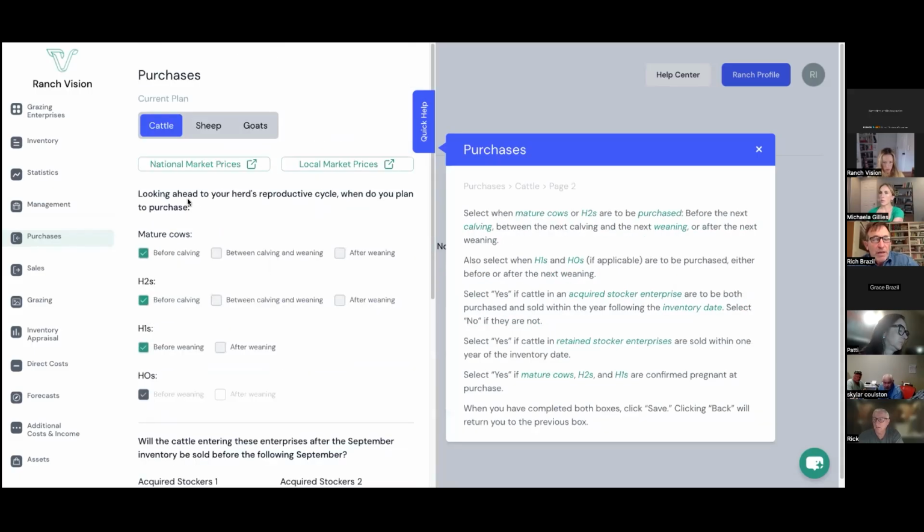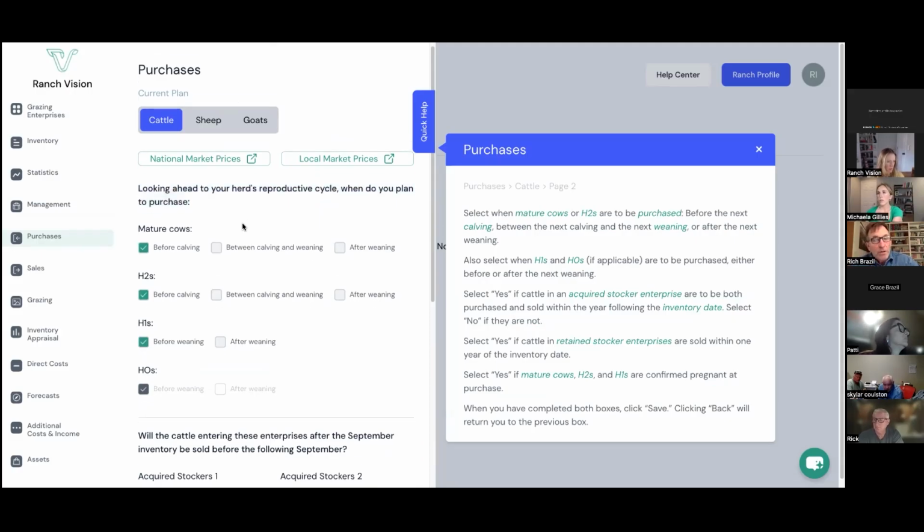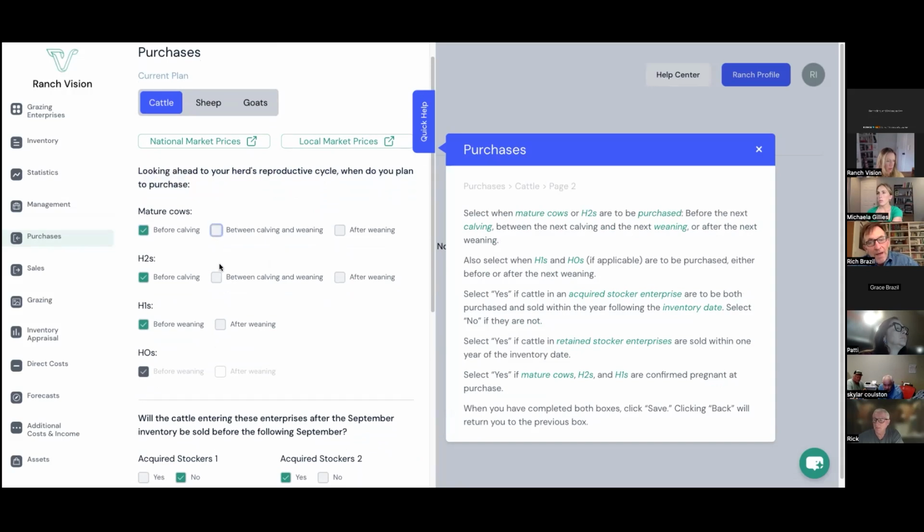Next page has some other questions. This has to do with the timing of the purchase, because if you buy them at different times, they may or may not come with calves. So, those mature cows, are they being purchased looking forward before calving, or after calving and before weaning, or after weaning? You just have to think about where you are in the cycle and when you would plan to buy those.